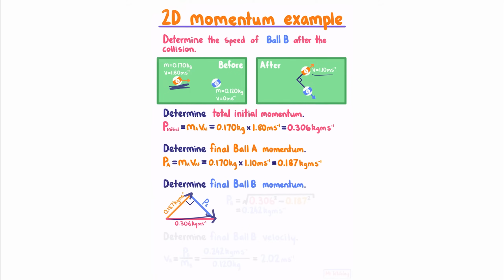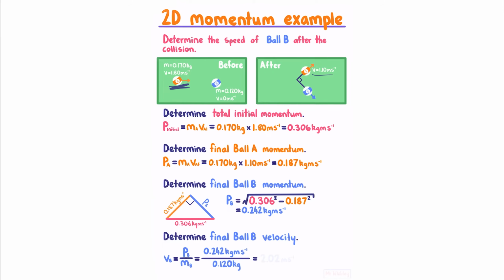And so this vector is this vector plus this vector. To find our ball B momentum, we can just use Pythagoras, where 0.306 is our hypotenuse, which gives us this equation here, that equals 0.242 kilogram meters per second. To determine the final ball B velocity, which is what we're ultimately trying to find, we just need to take that momentum and divide it by the mass. Doing so gives us 2.02 meters per second.